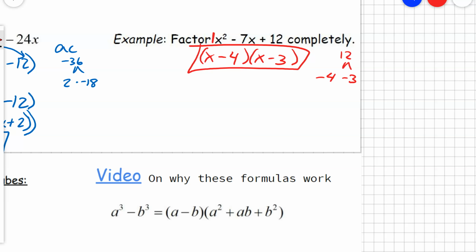Alright, so that's just kind of like a reminder of how to factor. You may need to use it when you're doing the sum or difference of two cubes.